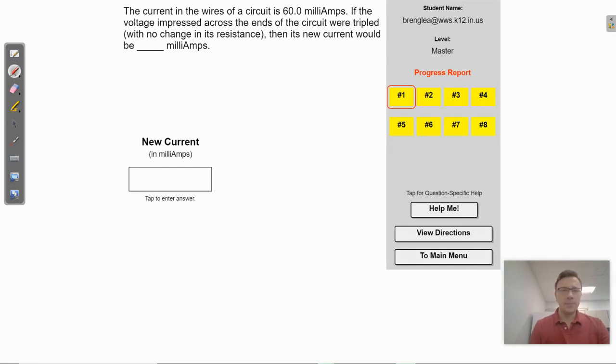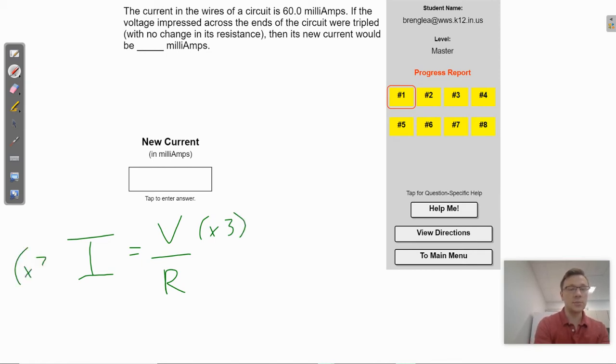So for this, you have to understand the equation, right? Current is equal to voltage divided by resistance, okay? And because of this, since voltage is in the numerator, whatever happens to the voltage will happen to the current. They're directly proportional, meaning that if you, in this case, triple the voltage, it would also triple the current. So if this becomes times 3, then this over here is times 3.